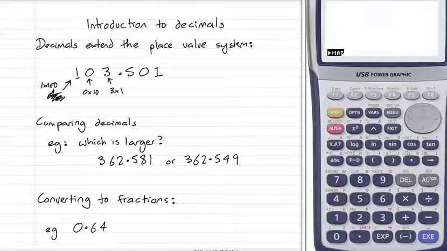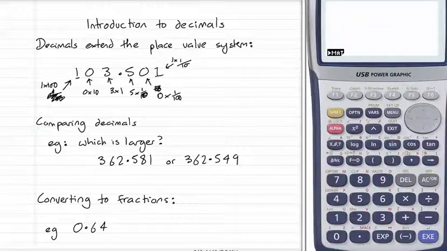The first decimal place is tenths. I've got 5 lots of 1 over 10, 5 lots of a tenth. I have 0 lots of 1/100th. Sorry about my writing here. And 1 lot of 1,000th.